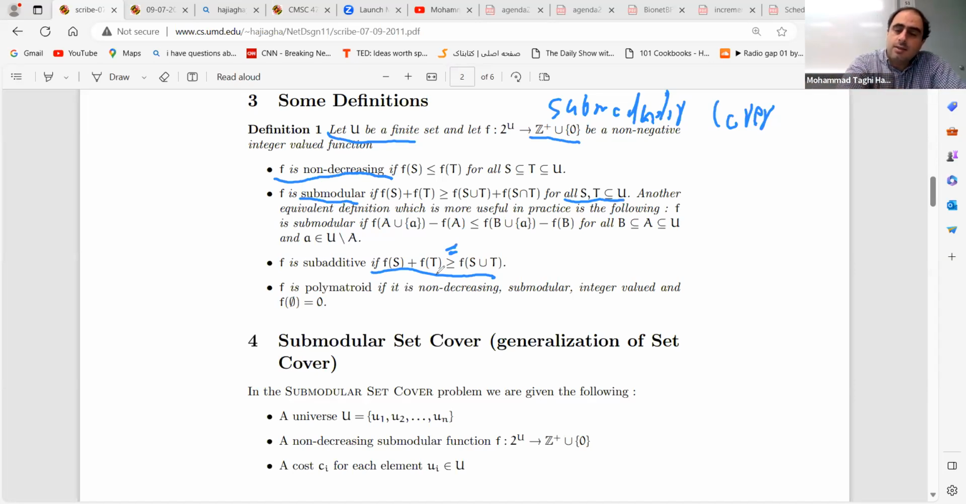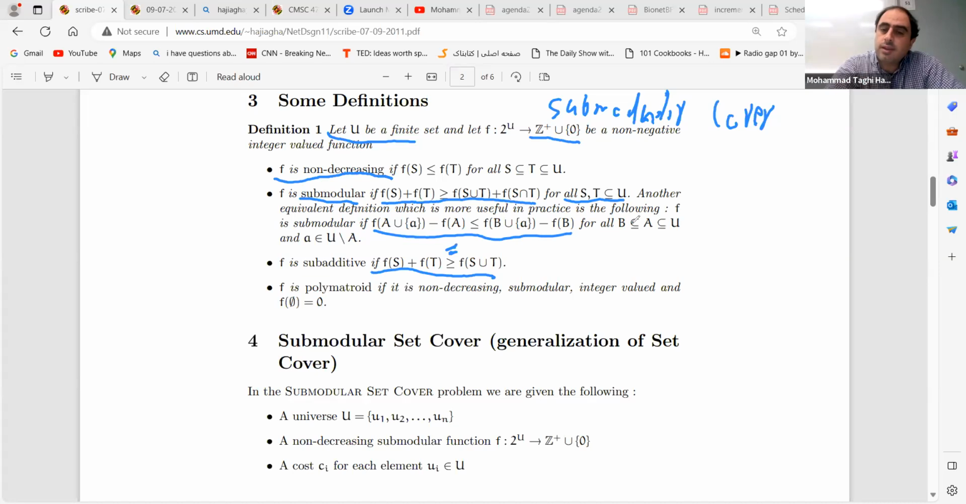Finally, one important thing: this definition of submodular is a bit hard to work with. A much better definition, something you can use to check whether a function is submodular or not, is the one that we are using. And this is the equivalent of that.